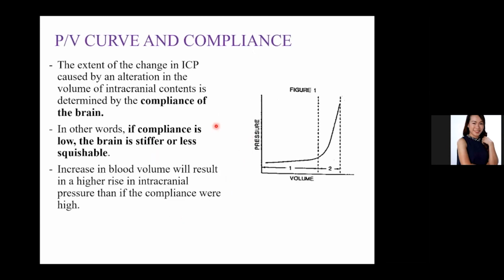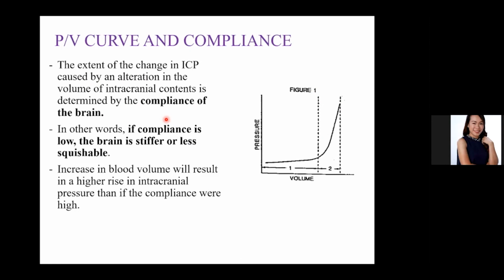All right, next, we have the pressure and volume curve compliance. So it's here that we can see that the extent of the change in intracranial pressure caused by an alteration in volume of the intracranial contents is determined by the compliance of the brain. So in other words, class, if we have low compliance, the brain is stiffer or less squishable. And if there is increasing blood volume, it will result in a higher rise in intracranial pressure than if the compliance was high. So that is the term compliance.